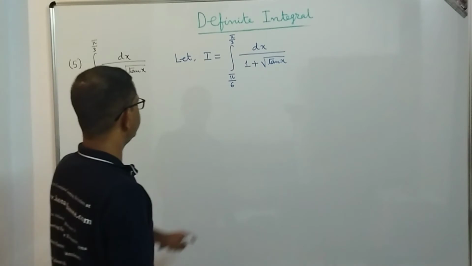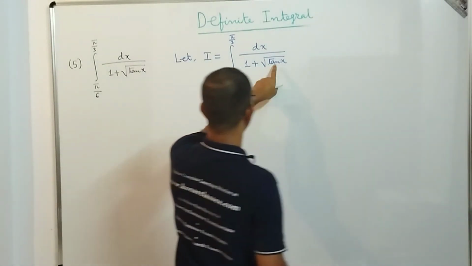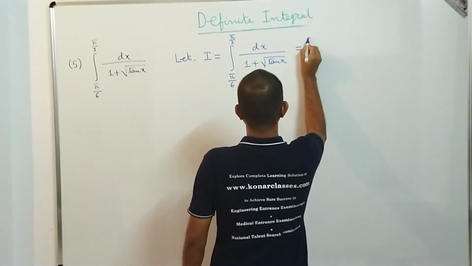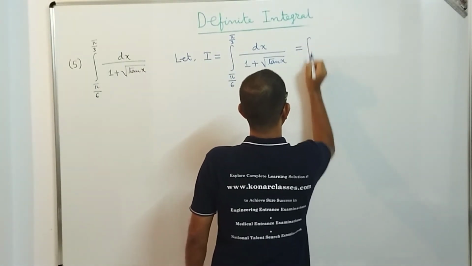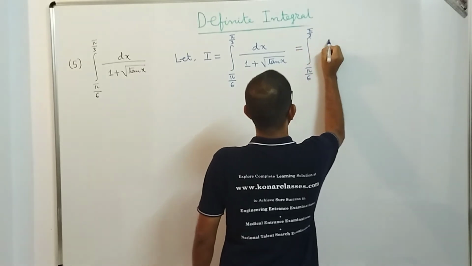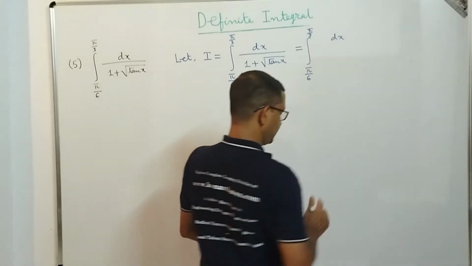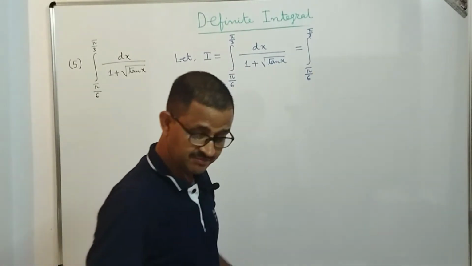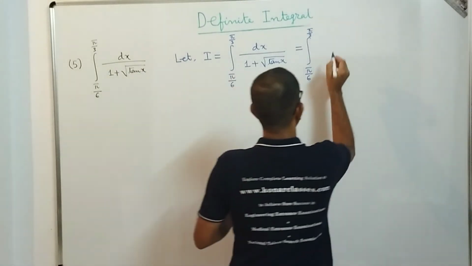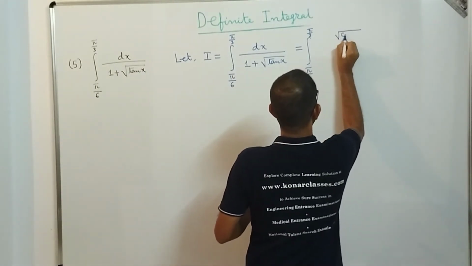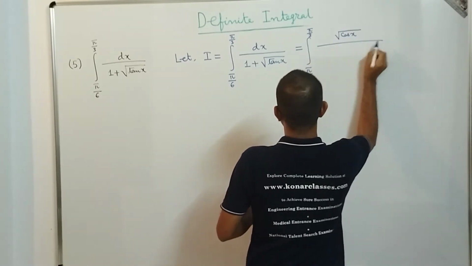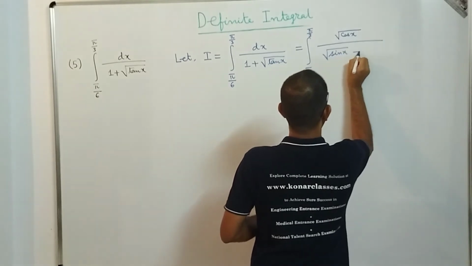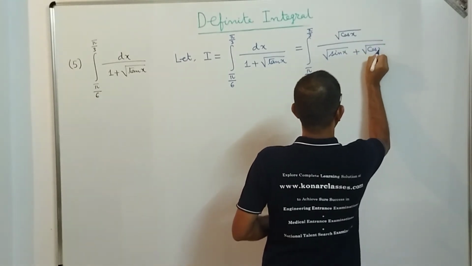Square root of tan x means what, dear students? Tan x is equal to sin x by cos x. So we can write here not direct dx: square root of tan x is equal to square root of sin x by square root of cos x. So we get integration pi by 6 to pi by 3 of square root of cos x divided by square root of sin x plus square root of cos x.